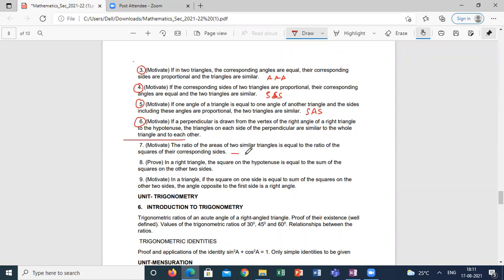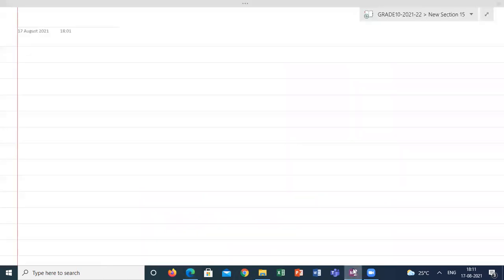So this is a concept related to areas of similar triangles. Next is the Pythagoras theorem and the converse of the Pythagoras theorem. This is only what is left for us, but based on the 7th theorem, we have two more applications. Based on the 7th theorem in the syllabus copy, we have three more applications. Today we are going to discuss the areas of similar triangles concept.